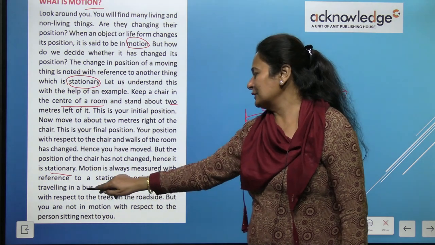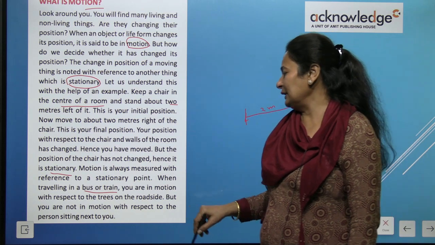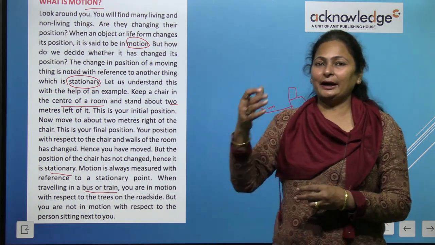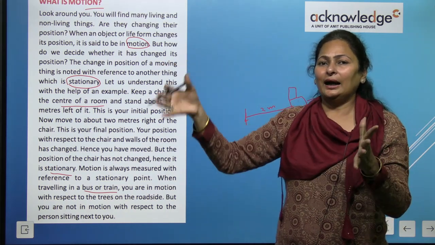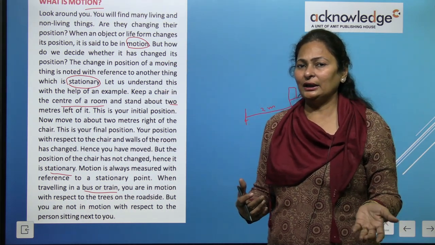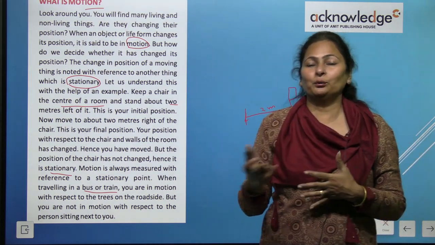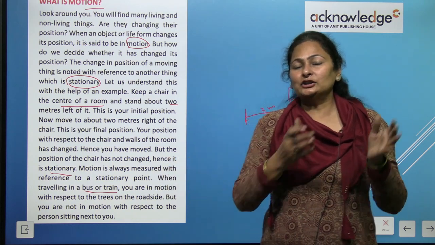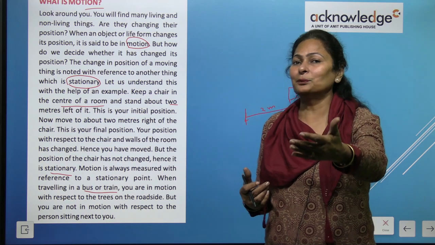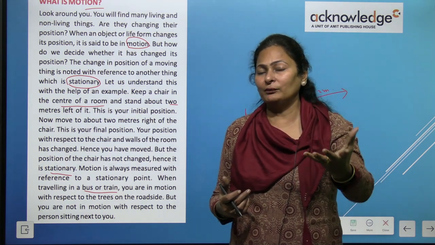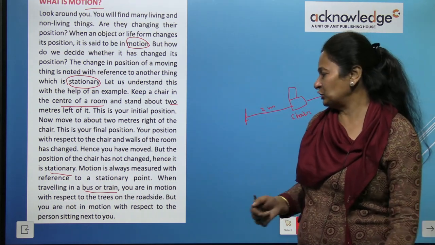When traveling in a bus or a train, you are in motion with respect to the trees on the roadside, because the trees, the houses, the poles, so many things are there. They are stationary at one point, and we are traveling. You are traveling in a train or in a bus, right? So you are moving, and the trees, the houses, the poles that you see outside from the window pane are still. They are stationary things.